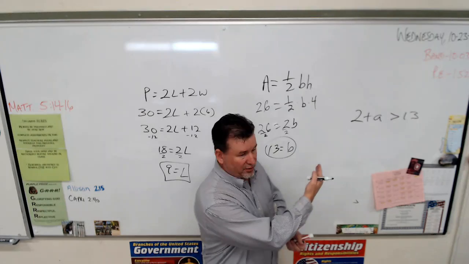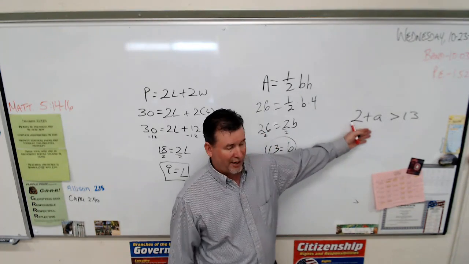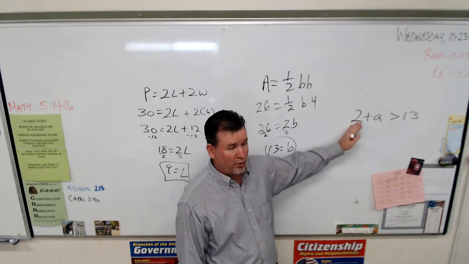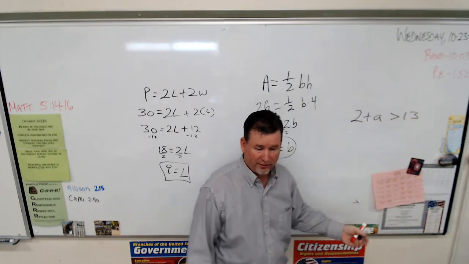Translating the paragraph in number 7 into algebra. Started off weighing 2 pounds. I added apples. Now it weighs more than 13. That's all that was.